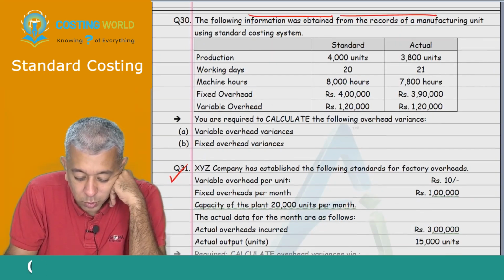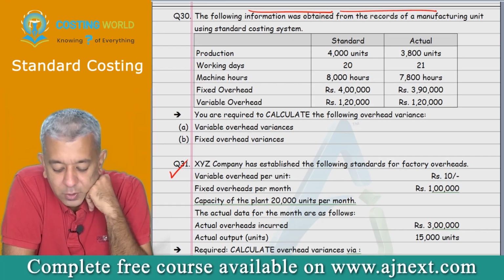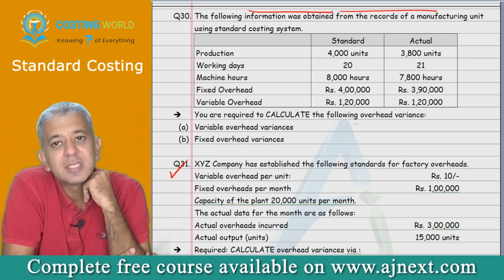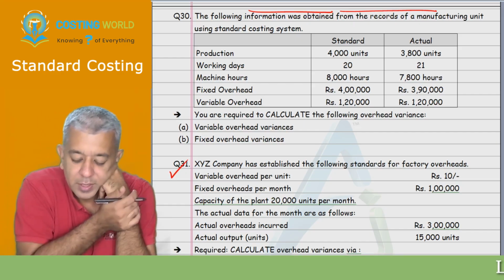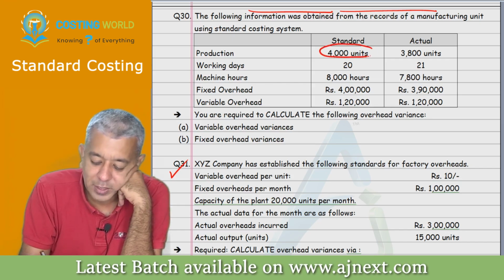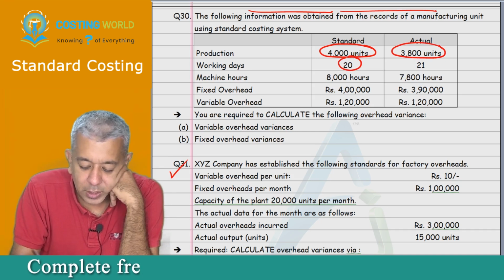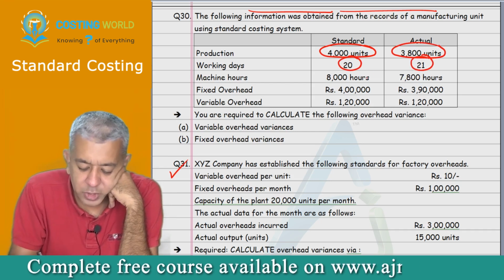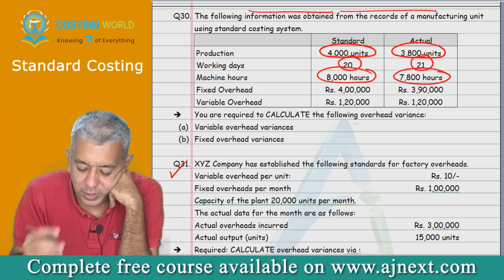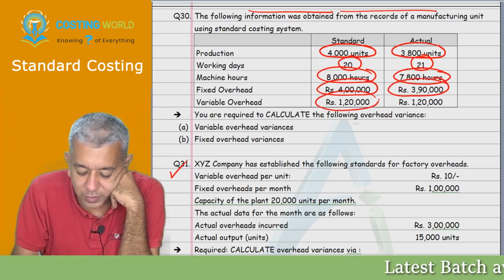Okay. So read it. The following information was obtained from the records of a manufacturing company using standard costing system. Standard data, actual data, production. We had thought we'll be making this much. We made this much. Working days 20, 21. Machine hours 8,000, 7,800. Fixed overheads was this much. And variable overheads was this much.